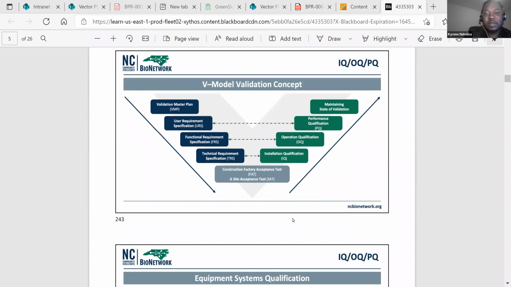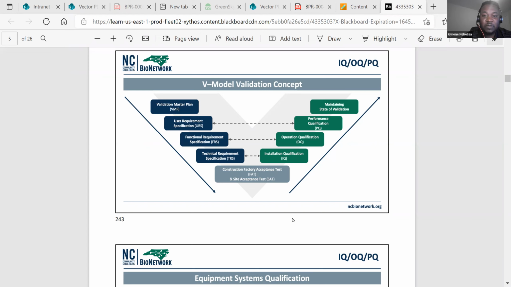So when you talk about a V model concept, this is what you're talking about. Let's say you have a piece of equipment and you get it from the factory. If you look at the bottom, it goes into construction and factory acceptance test. Then when it gets to the site, you do SAT, or site acceptance test. And on the right of the V model, you go into your IQ, OQ, PQ, and then maintaining your state of validation.